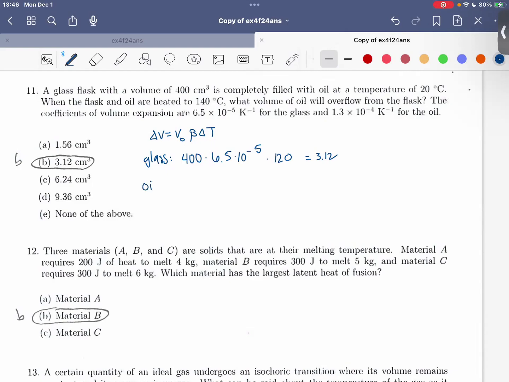And now we'll do the same exact thing for the oil. So the volume of the oil is also 400 centimeters cubed. But the coefficient of expansion is this 1.3 times 10 to the negative 4th. And then the temperature is the same. And this is going to give you, when you multiply it out, 6.24. From here, you'll just subtract and you'll take the difference, which is 3.12 centimeters cubed. And that's your answer. Okay, so that's number 11.